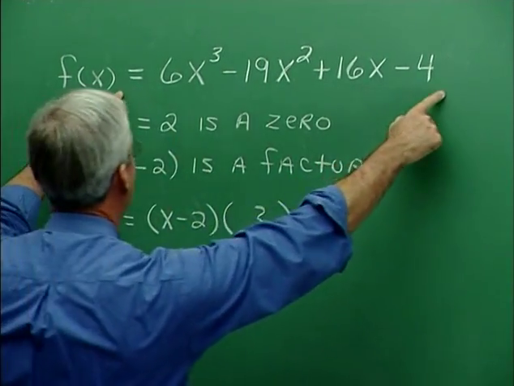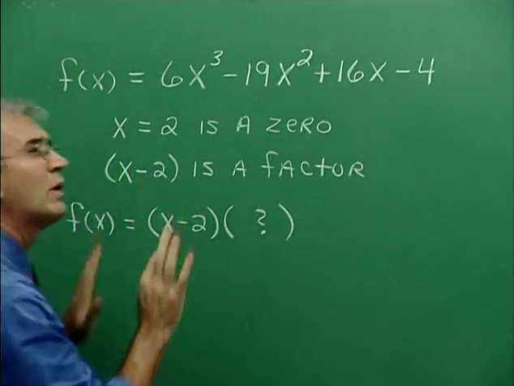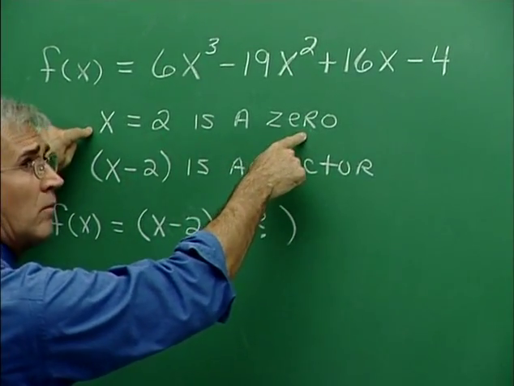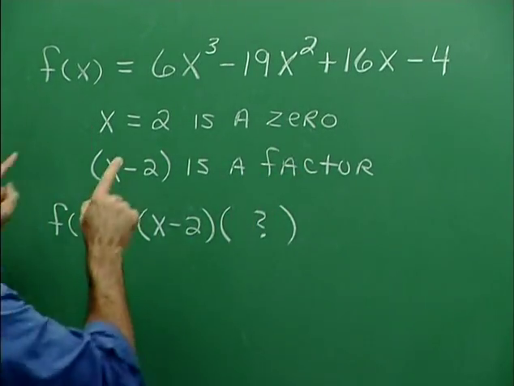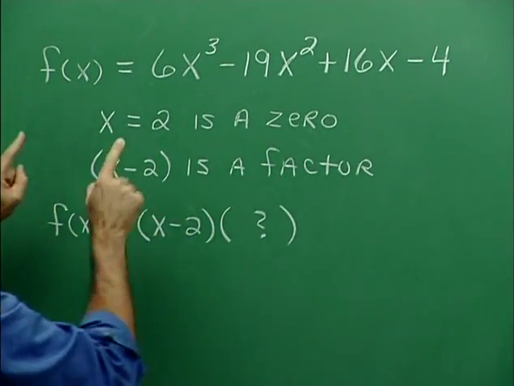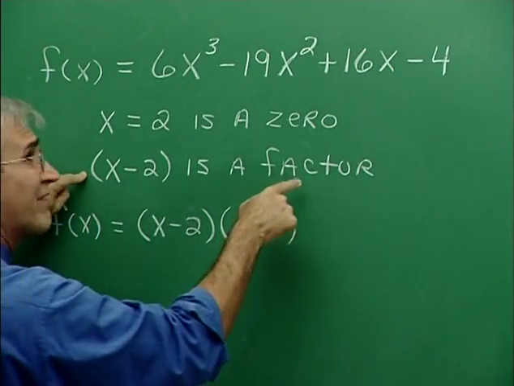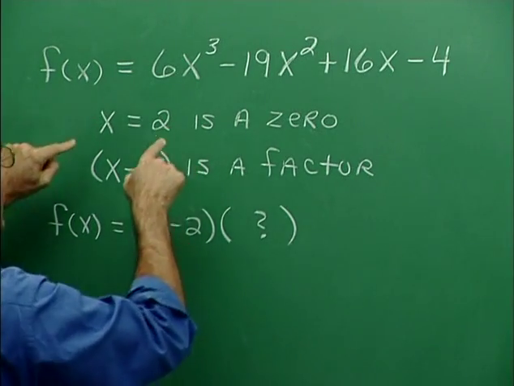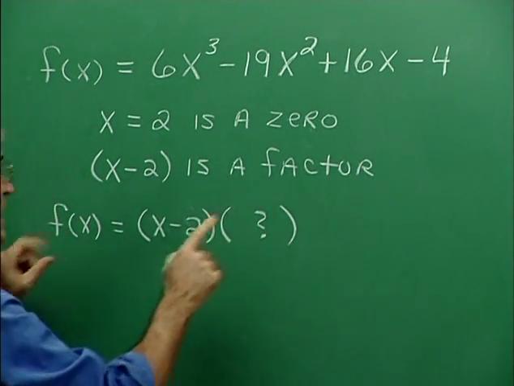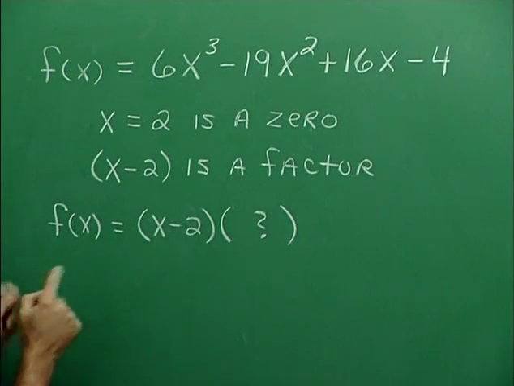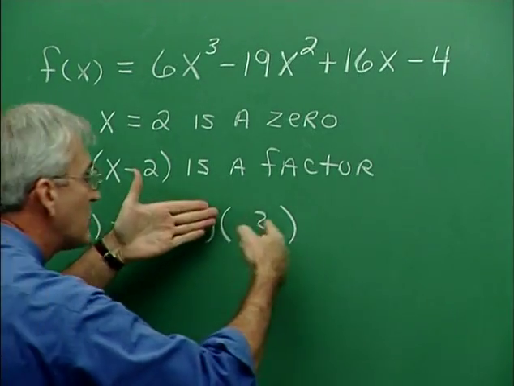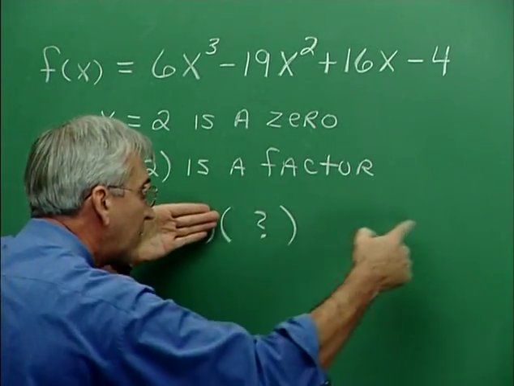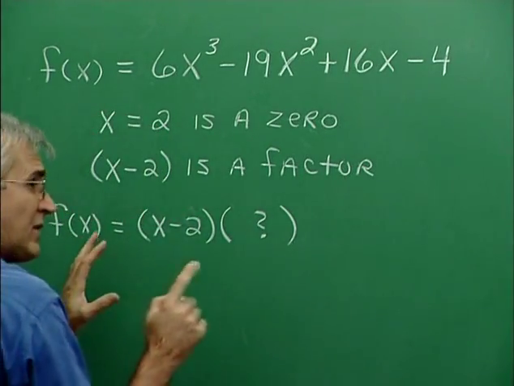Suppose we consider this function, and suppose we know, for no apparent reason, that x equals 2 is a 0. Now, if we know that x equals 2 is a 0, we know automatically that x minus 2 is a factor of this. So if 2 is a 0, x minus 2 is a factor, which means that we could rewrite that function as x minus 2 times some other leftover factor. Now, to identify that leftover factor, it's kind of like this.